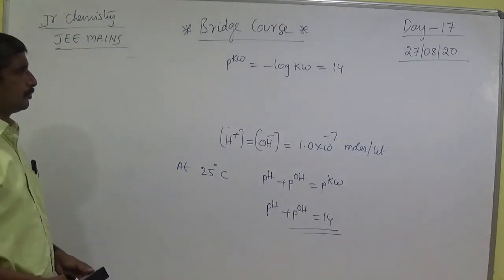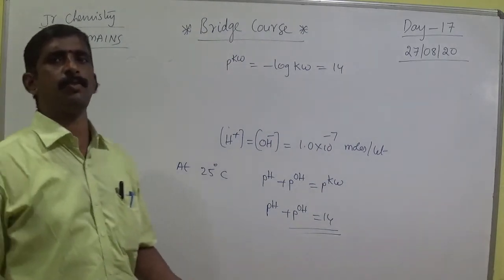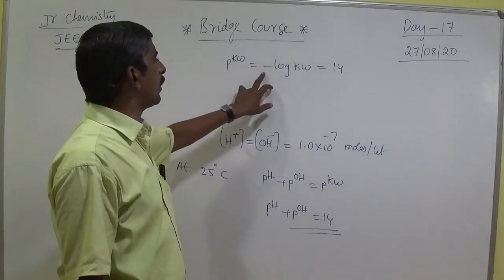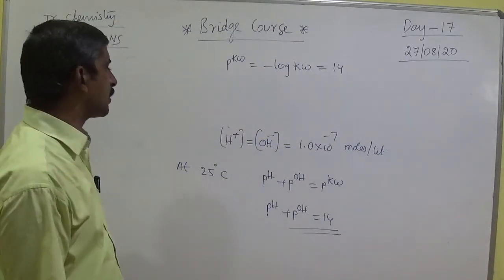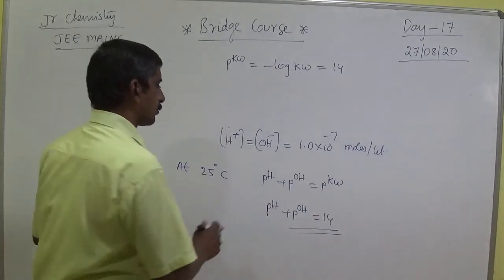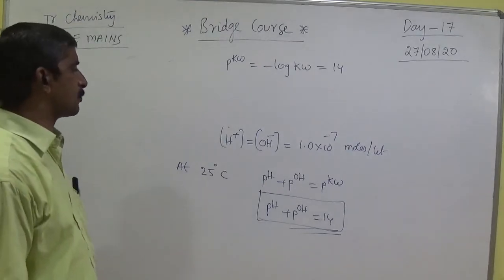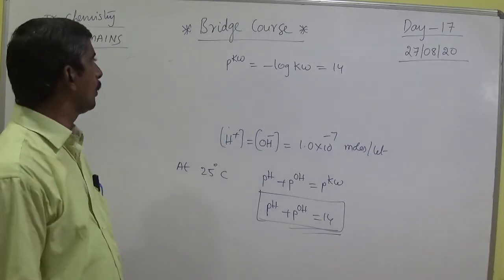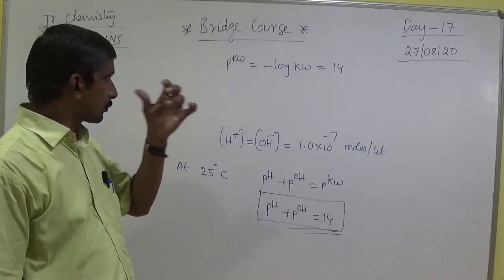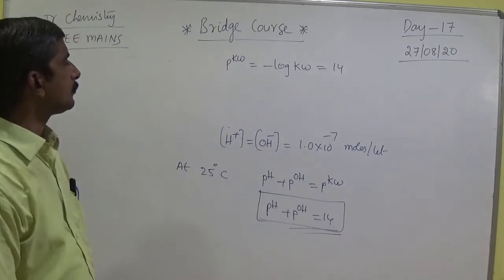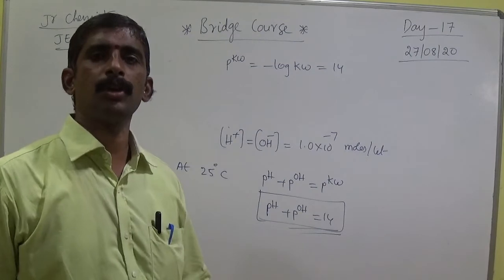So pH equals minus log H plus, like that. pKw equals minus log Kw, and the value is 14. Simply pH plus pOH equals 14. So don't forget, pH plus pOH equals 14 or pH plus pOH equals pKw, where pKw equals minus log Kw, that means 14. So this is the ionic product of water.